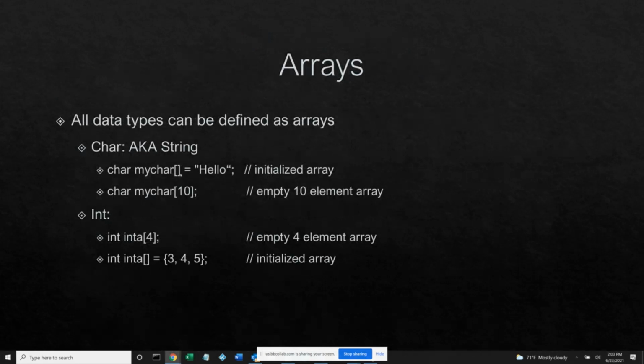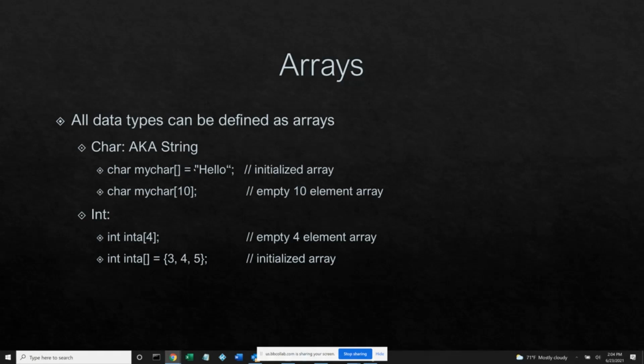And how do we do that? Well, in C, we simply put the data type followed by the variable name, and then we put open and close square brackets. And you can assign the values. For characters, you can represent that as a string. In this case, we're initializing it, but then we can also create an empty array as well, simply by specifying the number of characters that you would like.